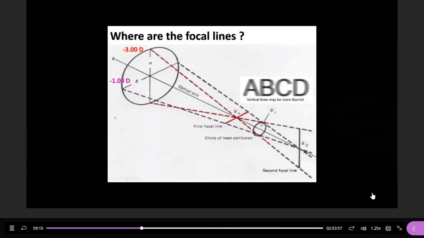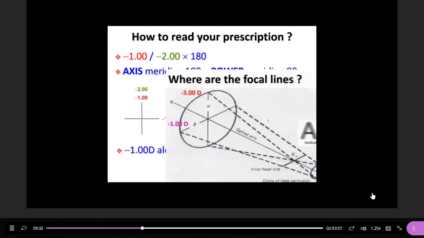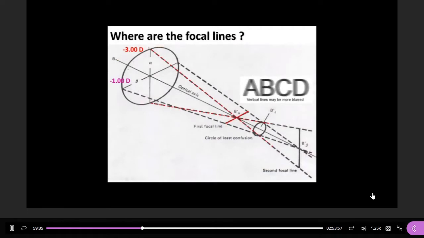So how do we make the focus? This one is closer to this power, which is what? 90 degrees. What is the axis? 180, right? In the vertical, they have the axis here. So they are minus. So in the vertical, they will be more blurred.